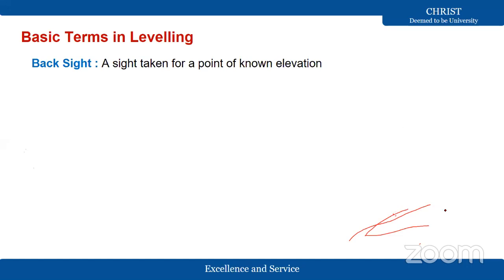The backsight here, the backsight means a sight taken for a point of known elevation. Don't think that backsight means you are taking a sight from the back side of the instrument or something. A sight taken means you are going to establish the relationship between benchmark and your survey. That's why we are going to take a backsight on the benchmark. Benchmark means a point of known elevation.